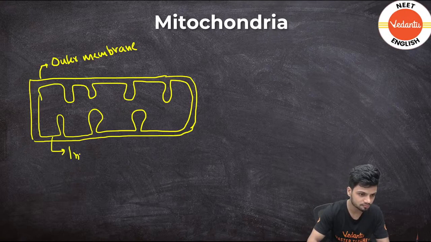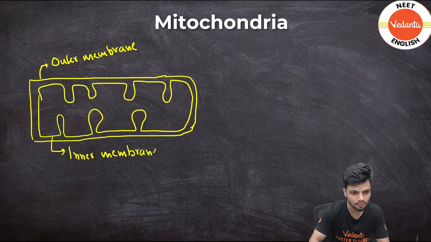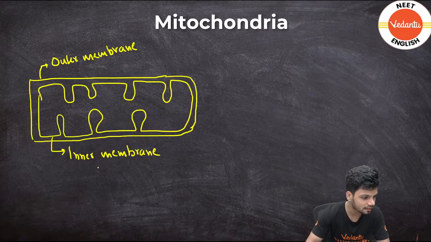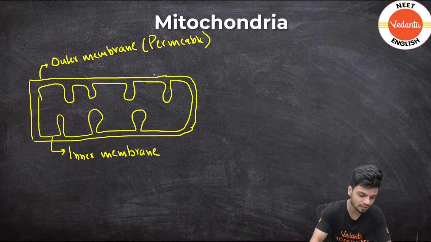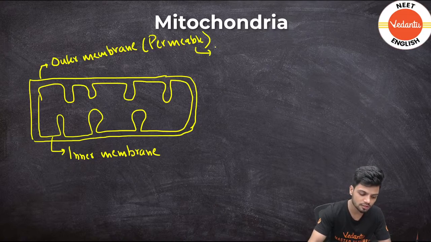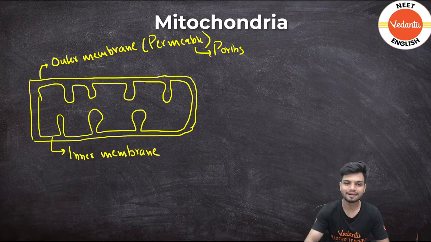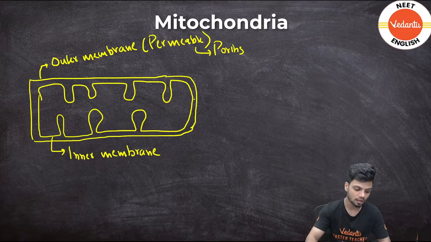This is the inner membrane here. So, outer membrane and inner membrane. Now this outer membrane is said to be more permeable, which is not given in your NCERT, but you can write it down. It is more permeable because it has something called porins, as in certain bacterial structures. It has porins. That's why it is more permeable.